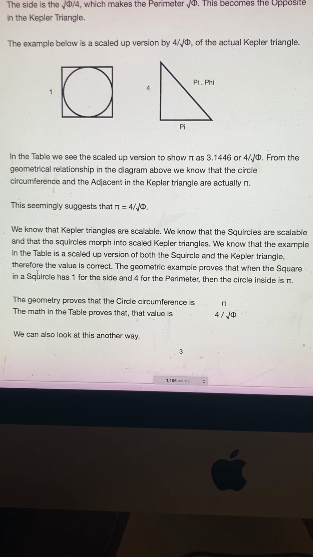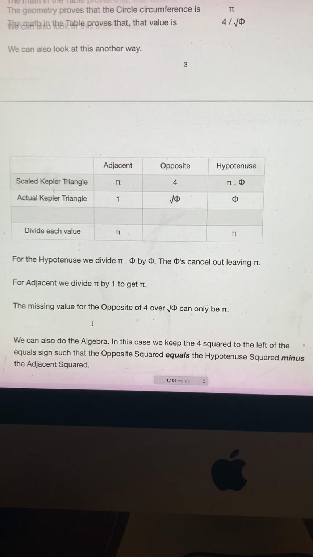The geometric example proves that when the square in a squircle has 1 for the side and 4 for the perimeter, then the circle inside must be pi. The geometry proves that the circle circumference is pi. The math in the table proves that that value is 4 over the square root of phi. You can also look at this in another way.